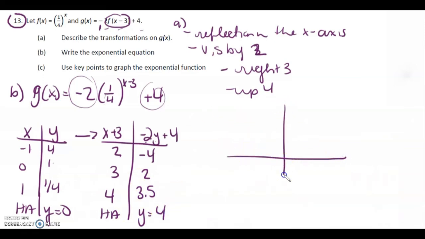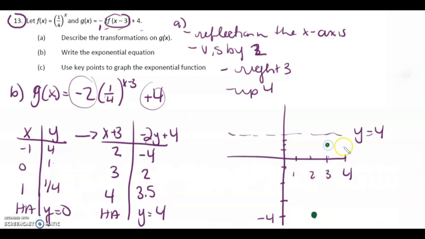So if we were to graph this, I would graph the horizontal asymptote at y equals 4. 1, 2, 3, 4. And then I'm going to go, okay, all of these are by ones. So 2 comma negative 4, 3 comma 2, and then 4 comma 3.5. And this is our g of x.